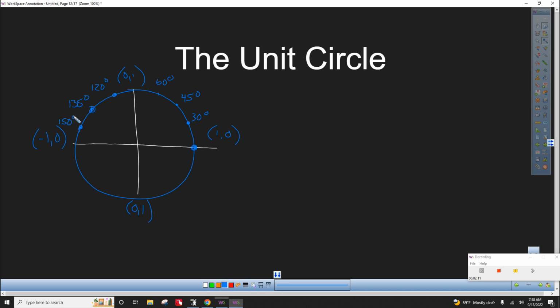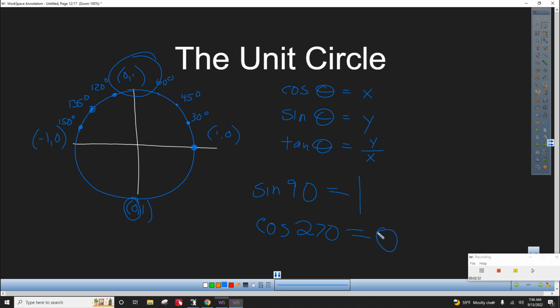On the unit circle, the cosine of the angle is the x-coordinate. The sine of the angle is the y-coordinate, and the tangent of the angle is the y-coordinate over the x-coordinate. So, for example, if you wanted to know the sine of 90, all you'd have to do is look at this, and it's 1. The cosine of 270, look at this, it's 0. So that's how you use the unit circle.